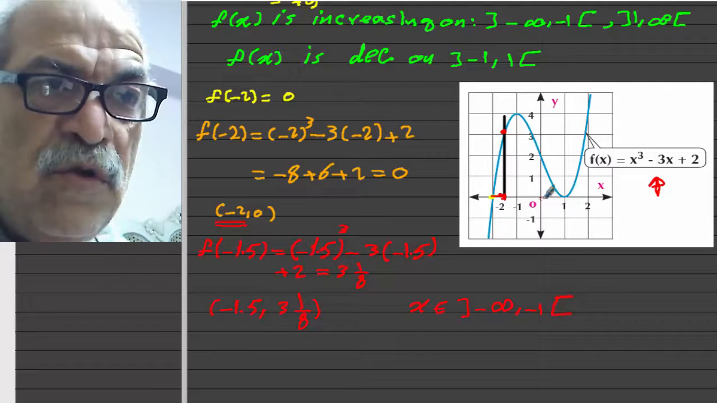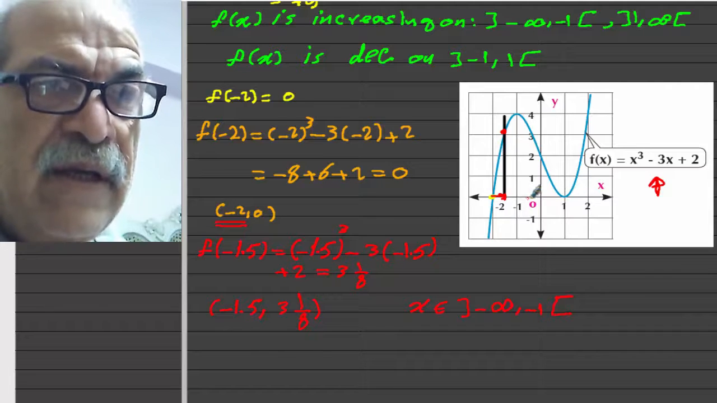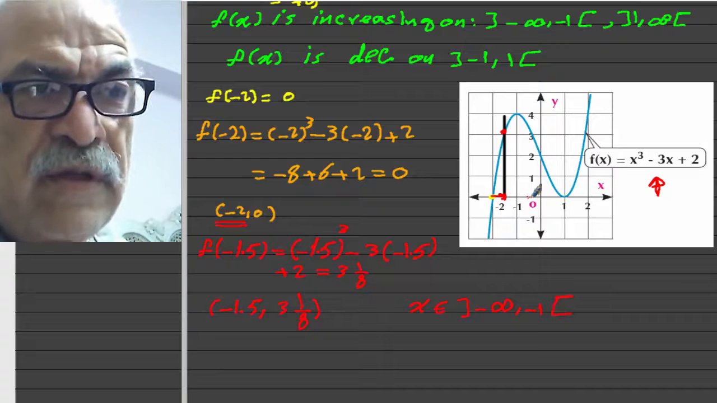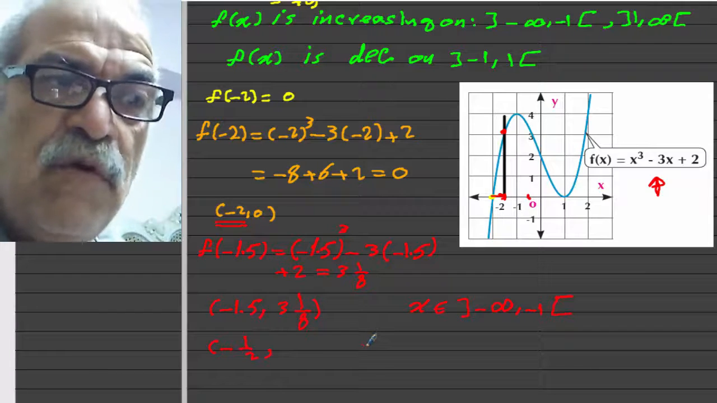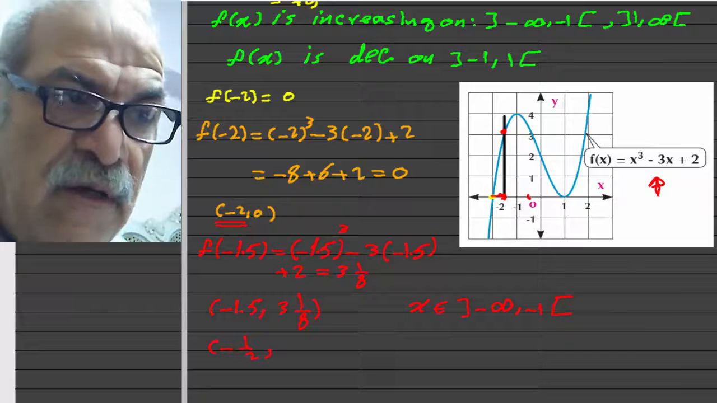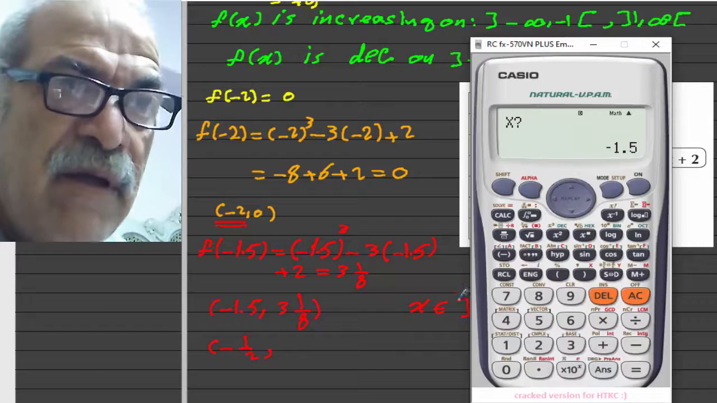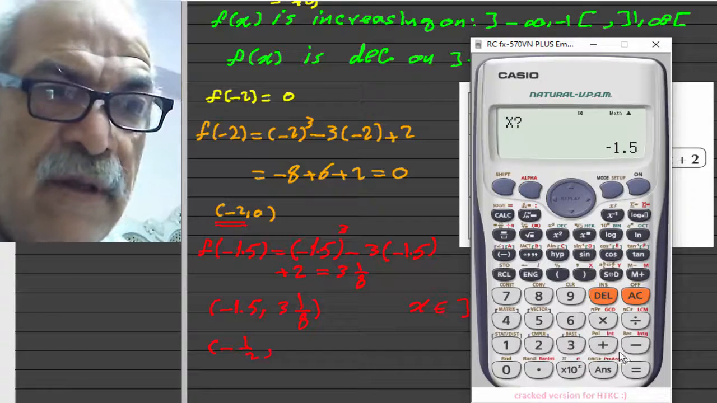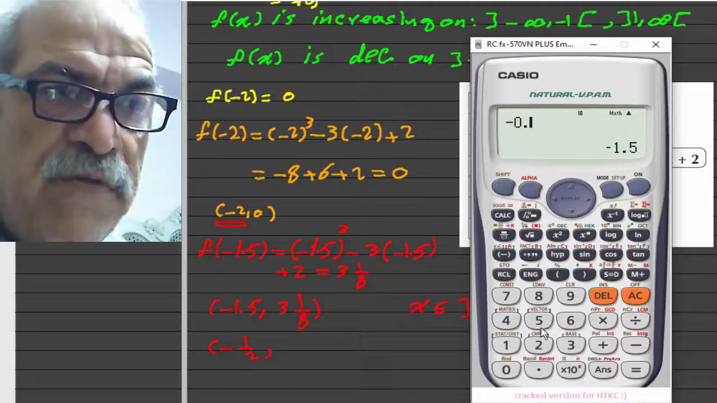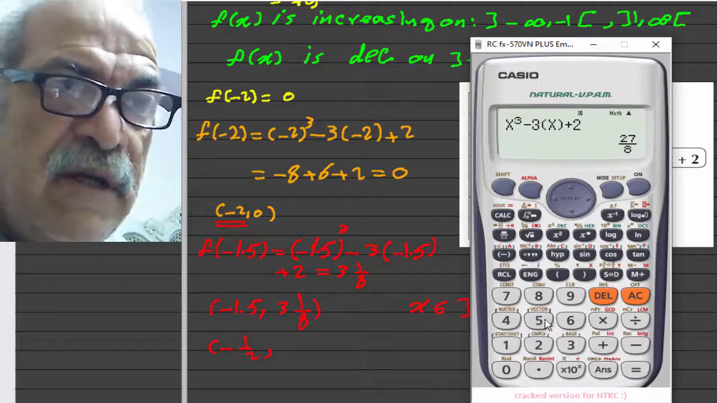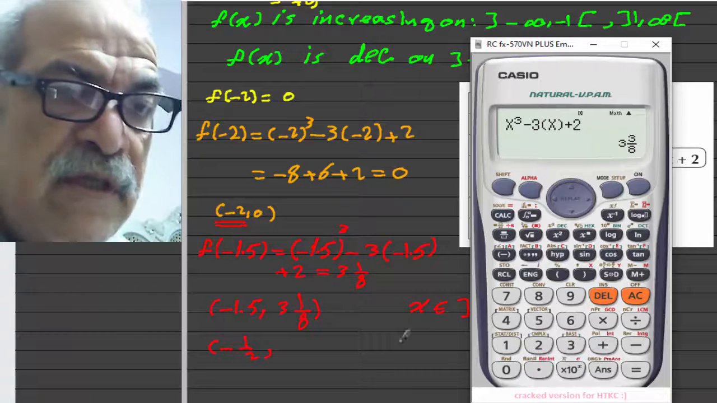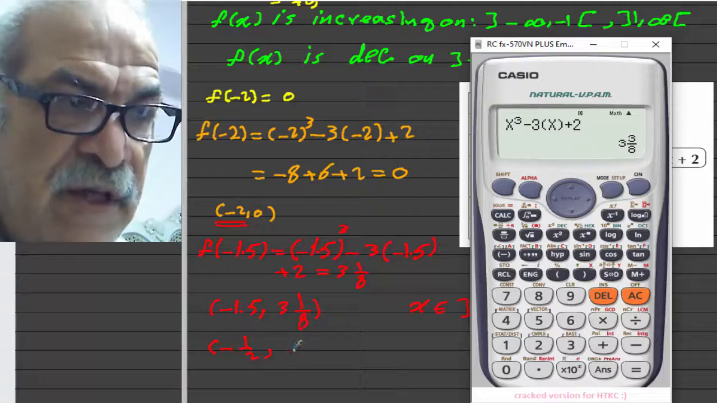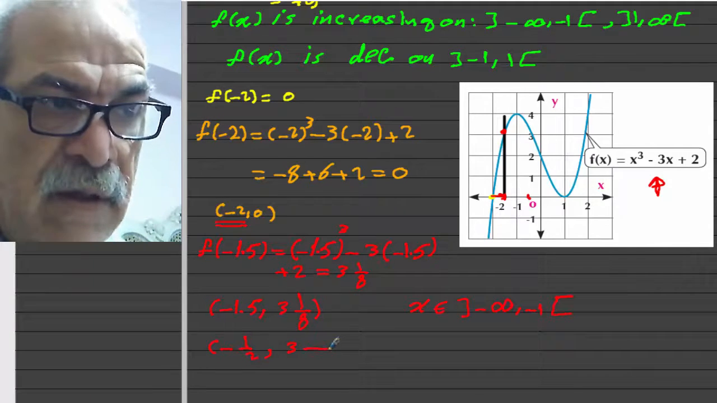Okay, so here you can substitute x equals -half. What is the value of y? So again, go to the calculator and calculate for -0.5. What is the answer here? It is 27/8, which is 3 and 3/8.